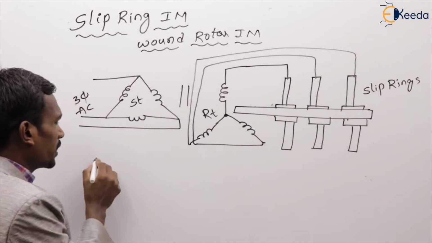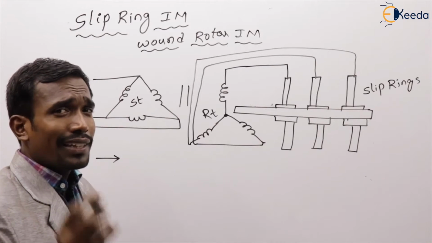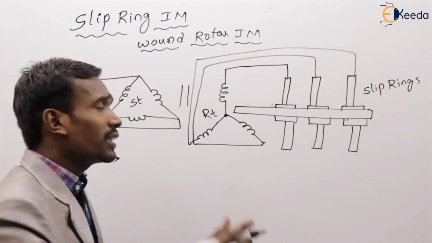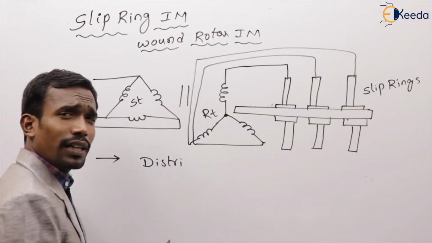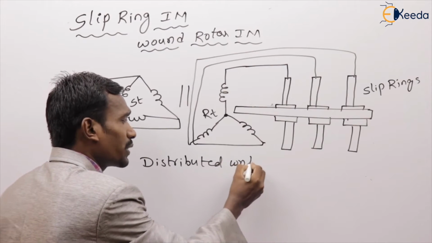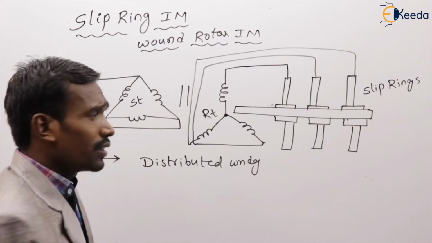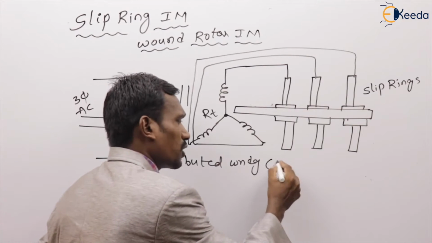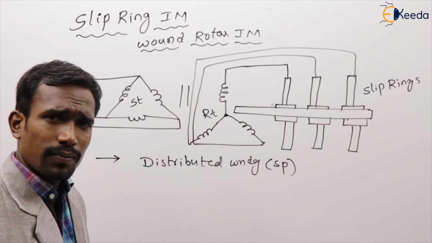Now, the points about this one. First of all, in a slip ring induction machine, the rotor is wound with distributed winding. That's why it is called a wound rotor. It is wound with distributed winding, generally short pitched.